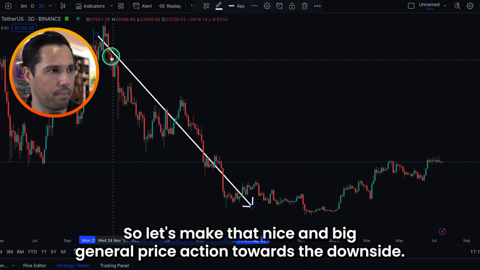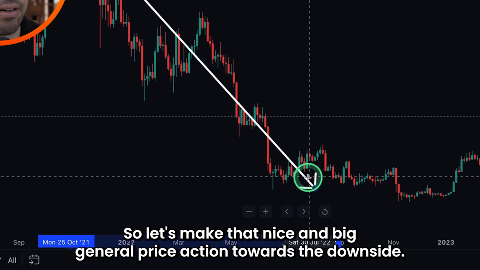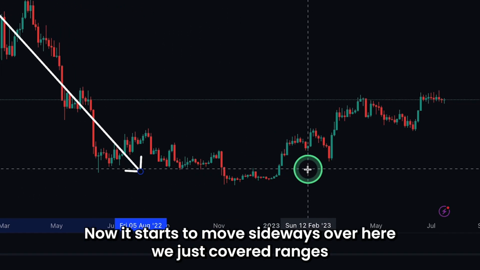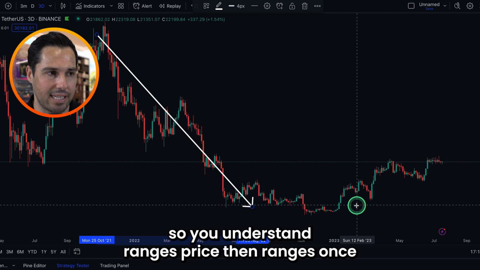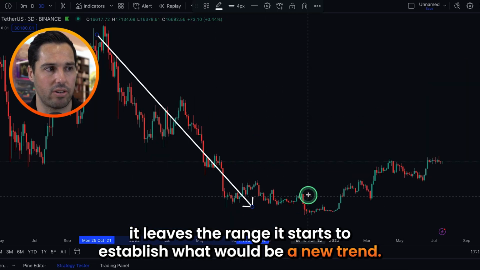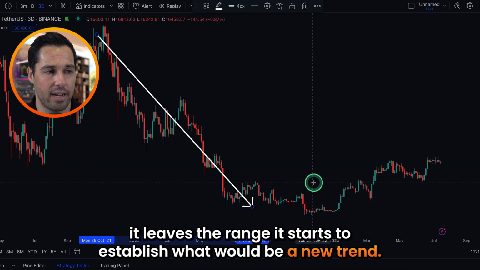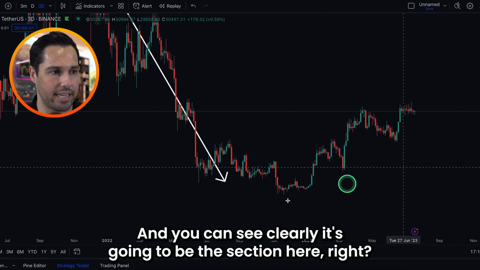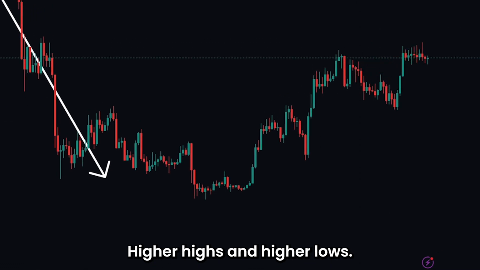So let's make that nice and big. General price action towards the downside. Now it starts to move sideways over here. We just covered ranges, so you understand ranges. Price then ranges. Once it leaves the range, it starts to establish what would be a new trend. And you can see clearly it's going to be this section here, right? Higher highs and higher lows.